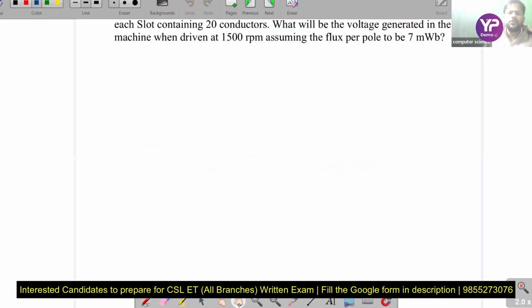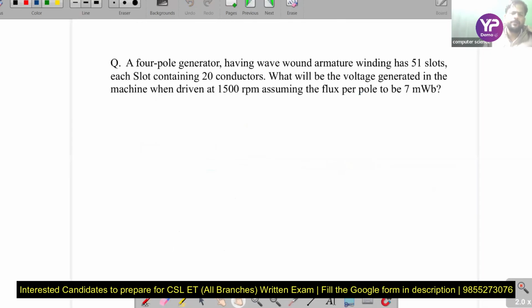Next, we try to solve the next question. Next question is, a four-pole generator having wave-wound armature.